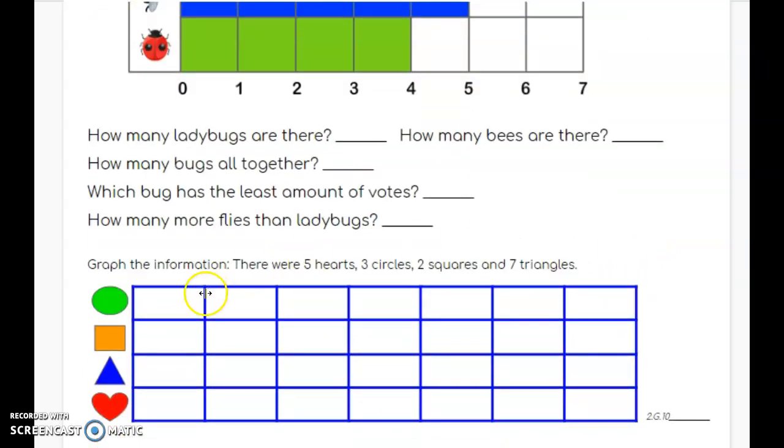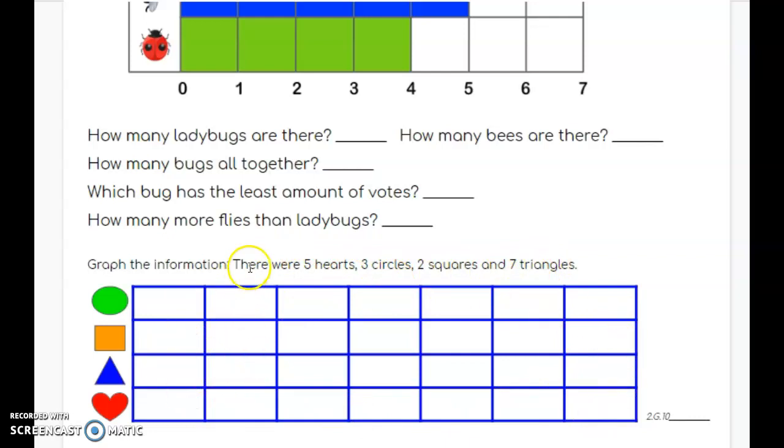Our last section is our second grade section. This says, graph the information. There were 5 hearts, 3 circles, 2 squares, and 7 triangles. So you're going to use that information that I just read to make me a graph here.